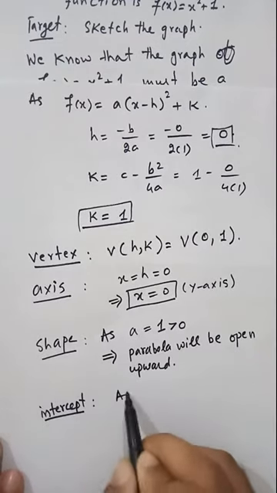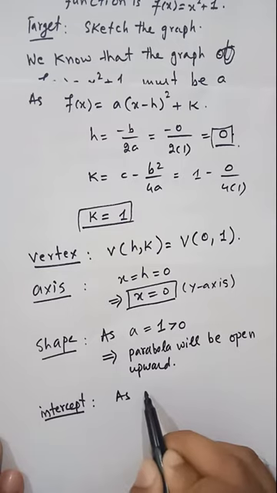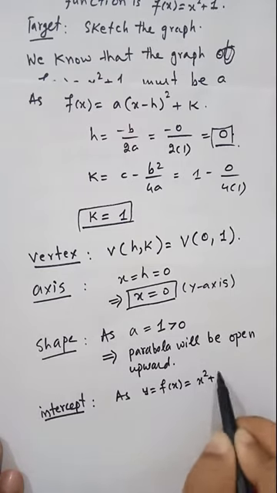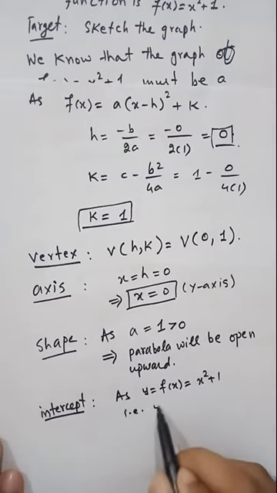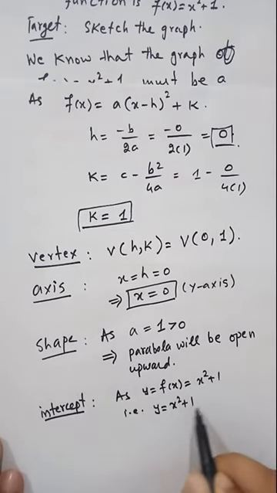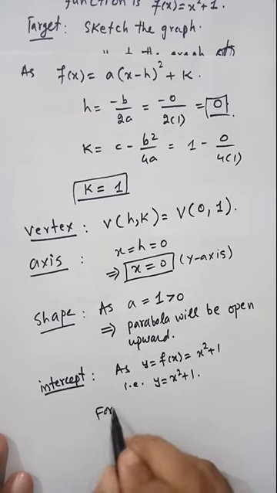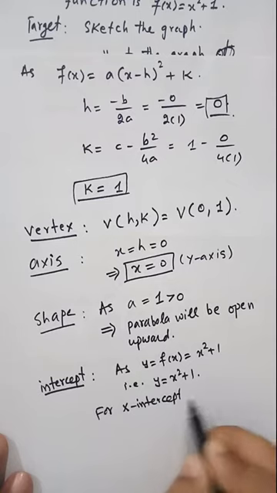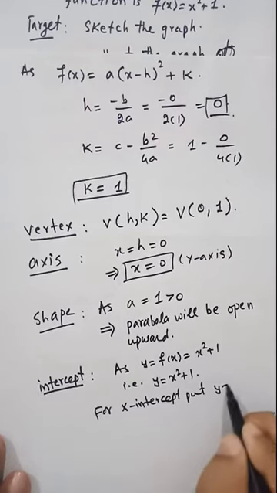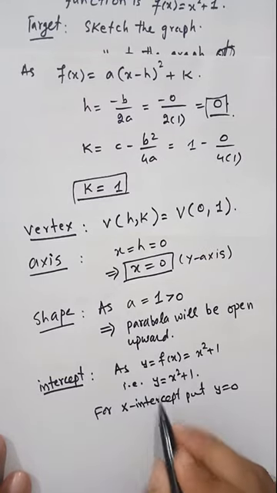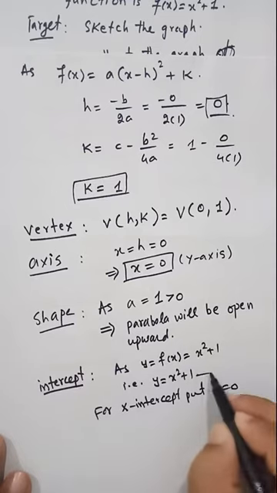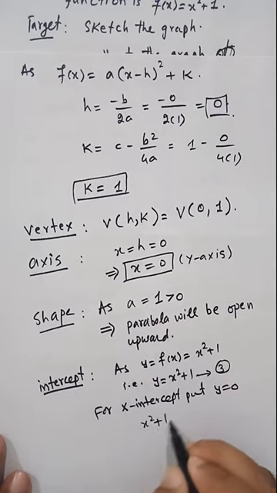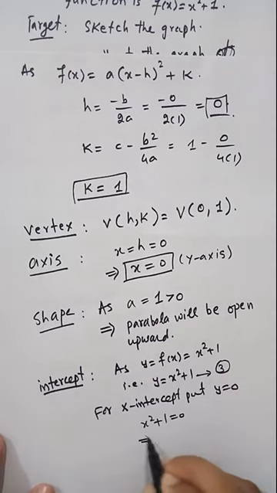So a is y is equal to f of x is equal to x square plus 1. So from here we can write y is equal to x square plus 1. So for x-intercept, put y equal to 0. So when I put y equal to 0, this equation 3 becomes x square plus 1 equal to 0.